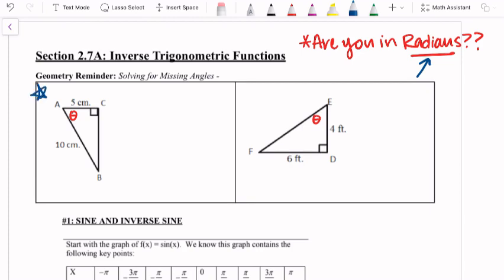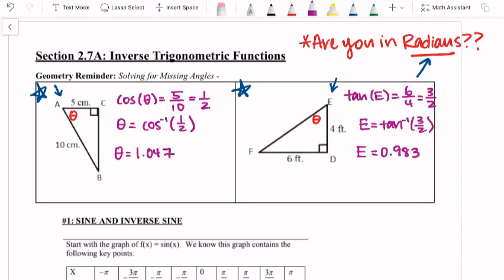So let's go ahead. We're going to start with a geometry reminder of how we can solve for missing angles here, okay? So I'm going to have you pause the video, and I want you to solve for each of these angles in these examples. So you're going to solve for angle A and you're going to solve for angle E. So pause your video and then unpause when you're ready to check your answer.